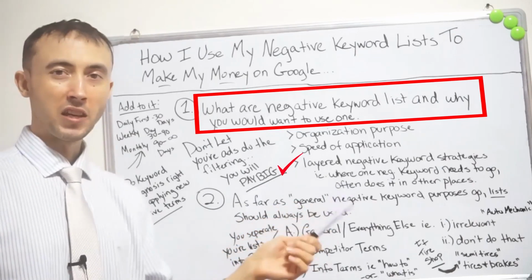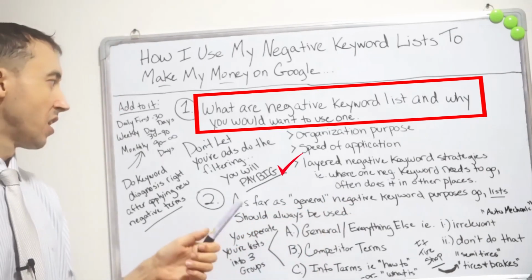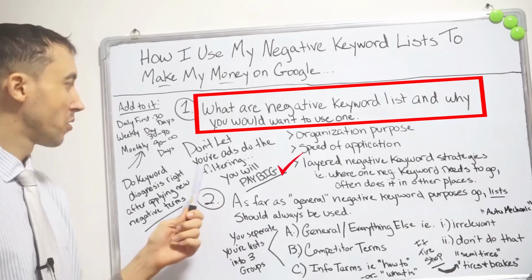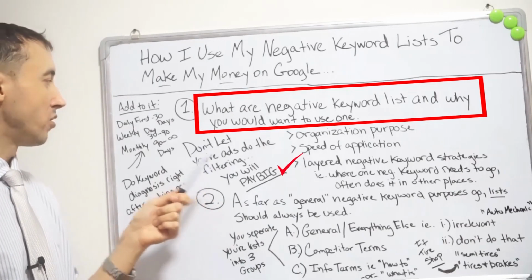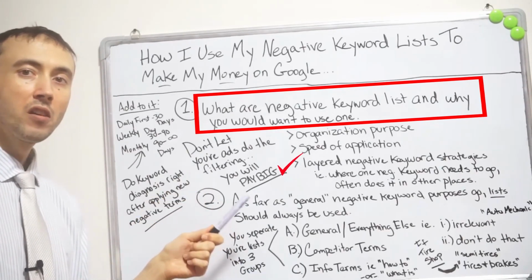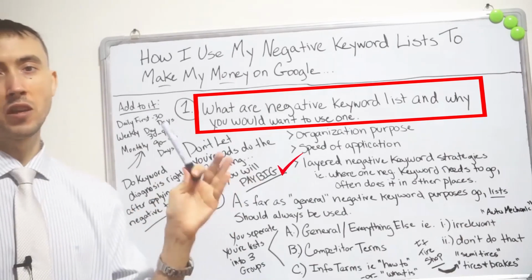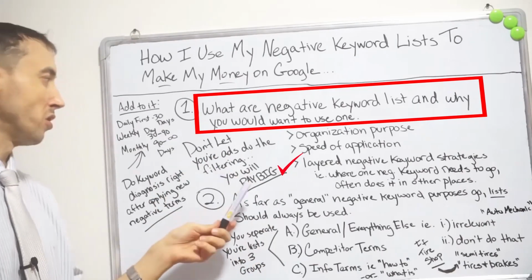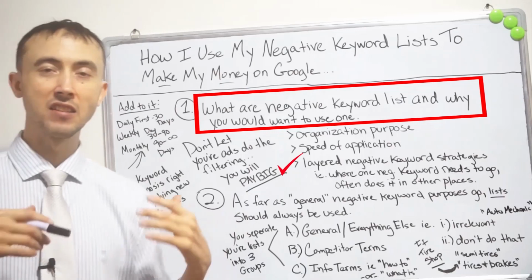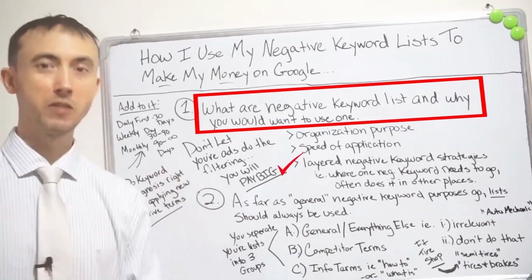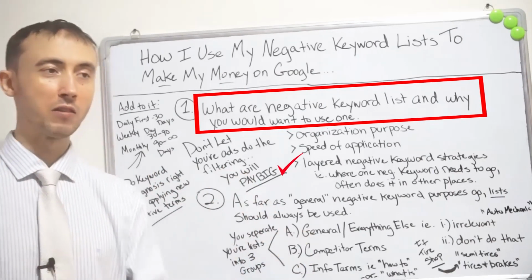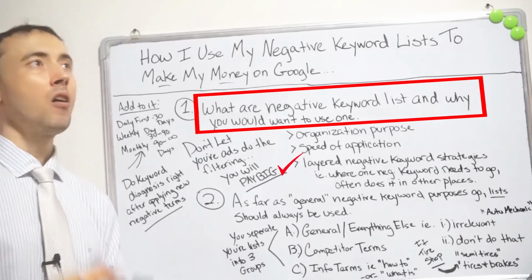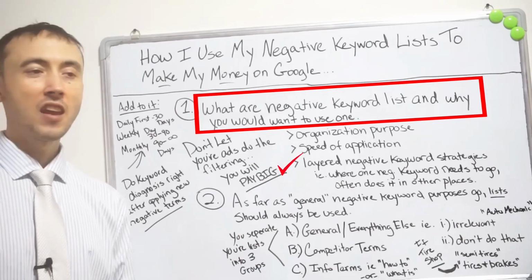So I'll get into explaining how that works in just a little bit here next. But the main thing is, don't let your ads do what your negative keywords are supposed to do. You will pay big. What I mean by that is, when people are totally green at this, they think, oh, why do I need the negative keyword?